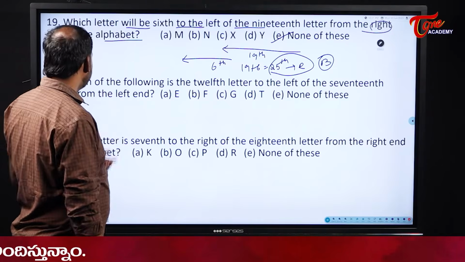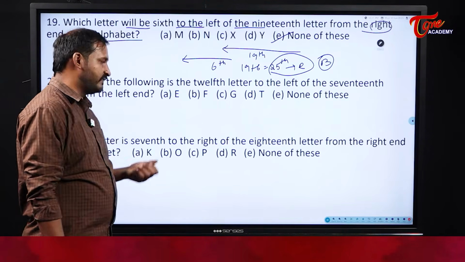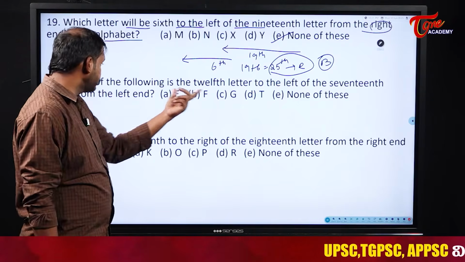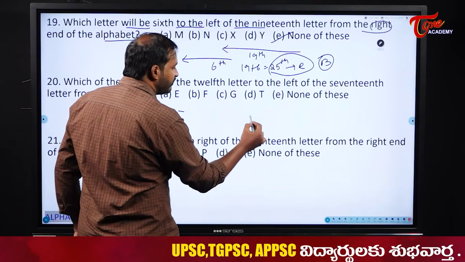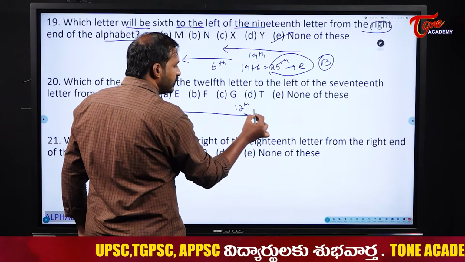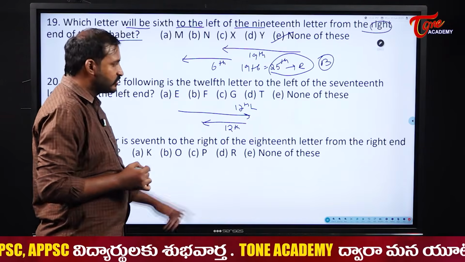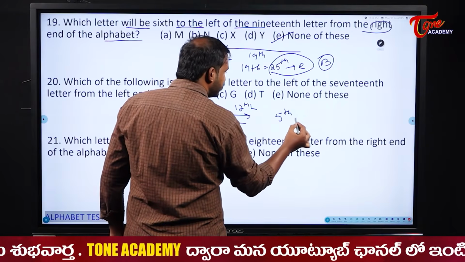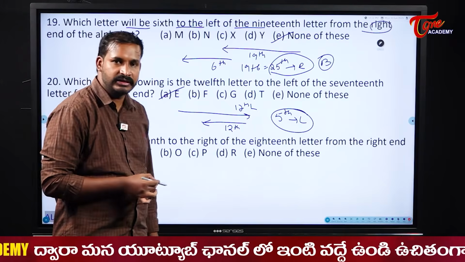Okay, next one. Which of the following is the 12th letter to the left of the 17th letter from the left end? 17th letter from the left end means you will write from here. To its 12th left means you will move here, right? So 17 minus 12, what does it become? 5th. So what is the 5th from left? 5th from left is E. So our answer here becomes option A.